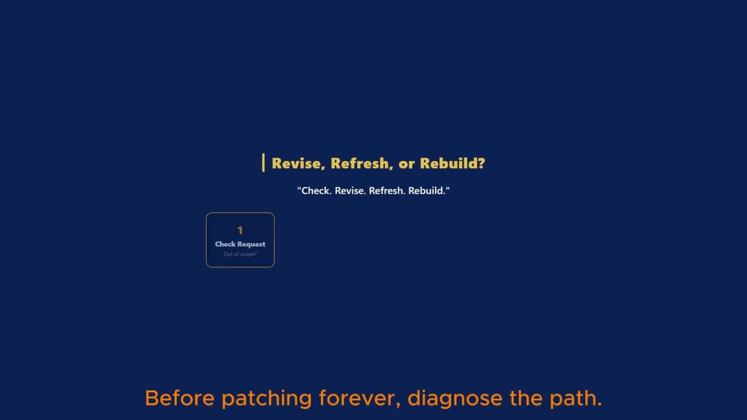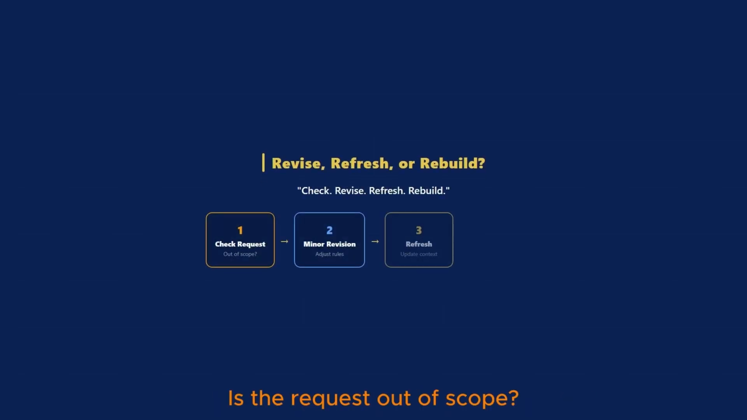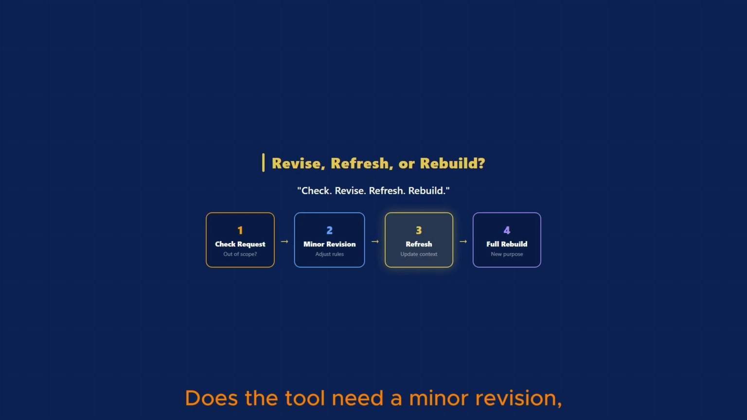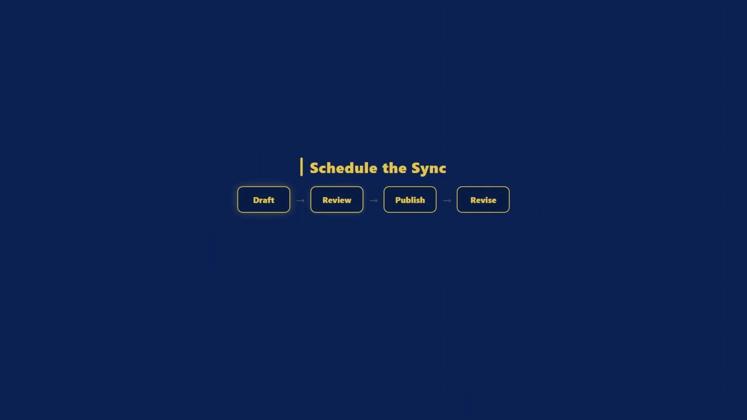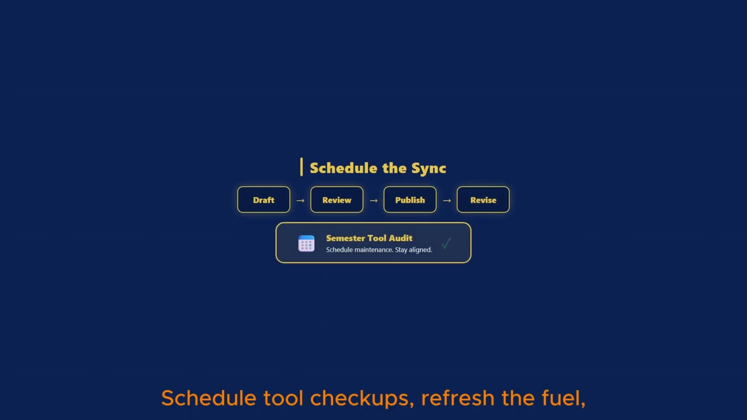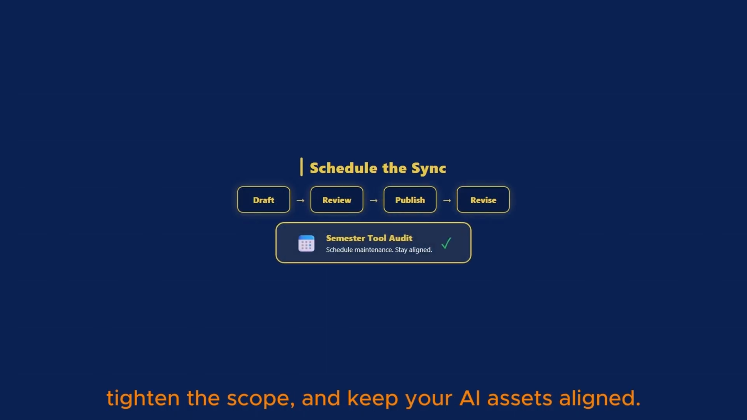Before patching forever, diagnose the path. Is the request out of scope? Does the tool need a minor revision, a resource refresh, or a clean rebuild? Schedule tool checkups, refresh the fuel, tighten the scope, and keep your AI assets aligned.